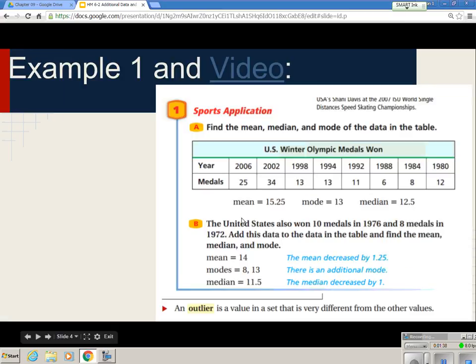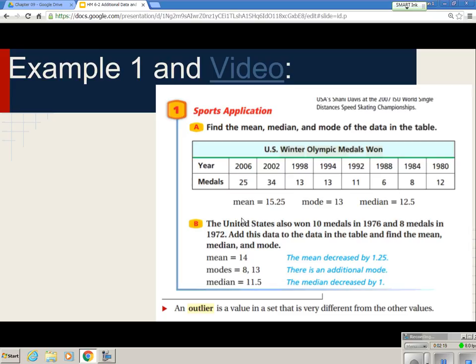So we're going to try to find the mean, the median, and the mode of the data in this table. If we do that, we can see the numbers we have. This is the Winter Olympic medals won. 2006 was 25, and 2002 was 34. 1998 was 13. It's kind of all over the place. If you had to find the mean, you would find it by adding them all up and dividing by how many there are, which is 8. You'd get 15.25. The mode here, the number that happens most often, is 13. It happened twice, 1998 and 1994. And the median, the middle number when you reorganize them all in order, is 12.5.